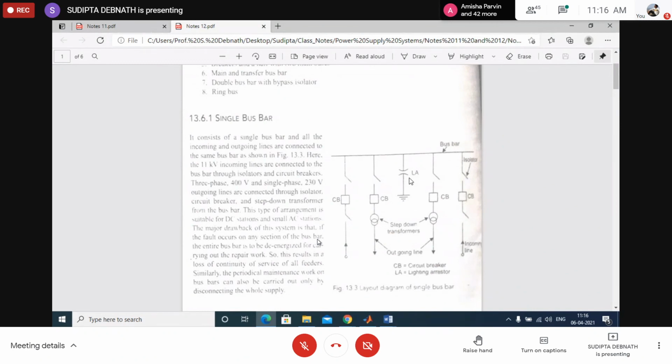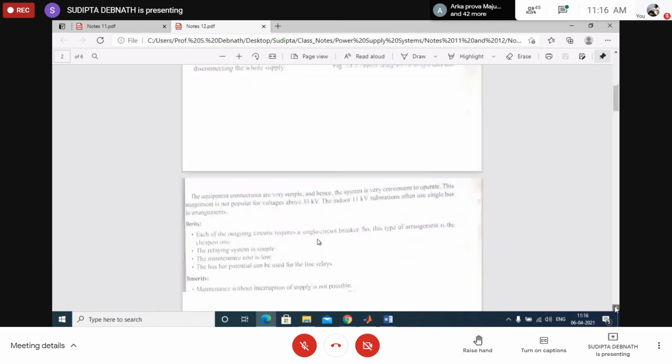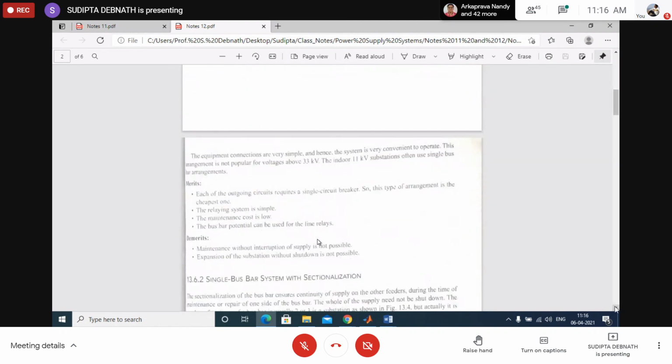So 2 incoming lines and 2 outgoing lines. Not essentially 2 and 2, hundreds of lines may be there, according to the requirement. But you know the disadvantages: if some fault occurs or it needs maintenance, the whole thing needs to be shut down, then the repair. The merits and demerits I will not discuss because these are very simple.